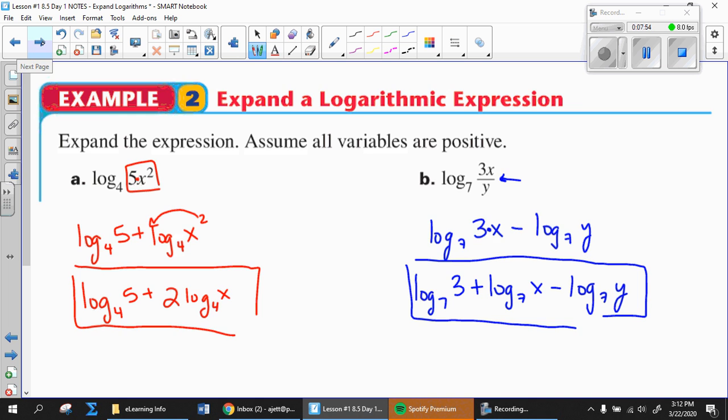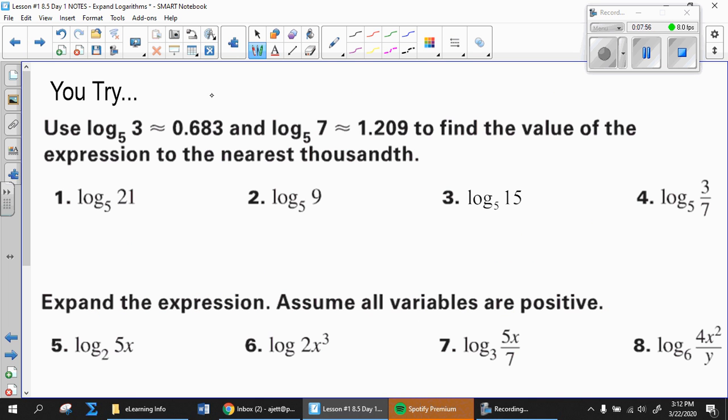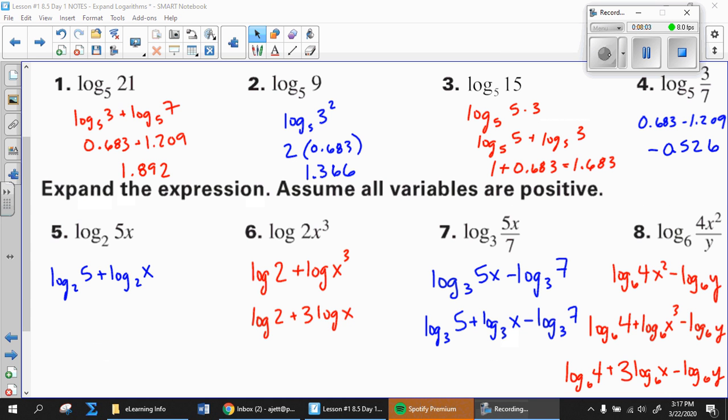Okay, I want you guys to now pause the video and try these examples here on your own. Once you're done with those examples, play the rest of the video and you'll see the answers. All right, here are the answers to these 8 questions. This is the end of your notes. Go ahead and complete your homework assignment now.